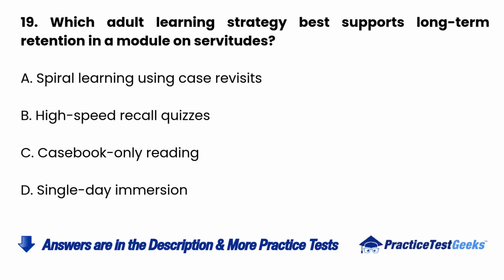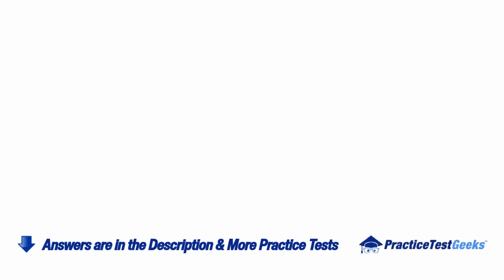19. Which adult learning strategy best supports long-term retention in a module on servitudes? A. Spiral learning using case revisits. B. High-speed recall quizzes. C. Casebook-only reading. D. Single-day immersion.